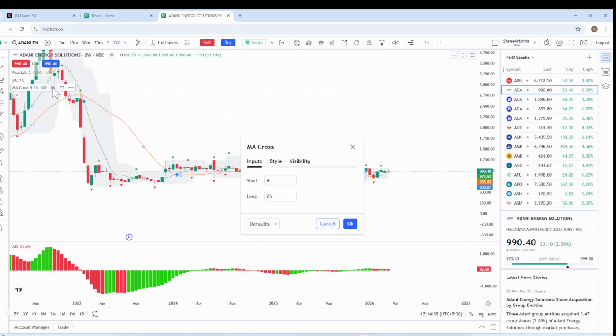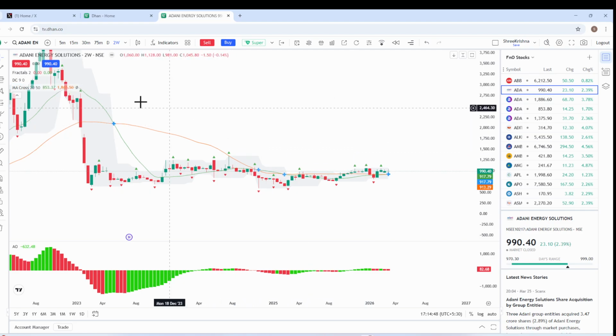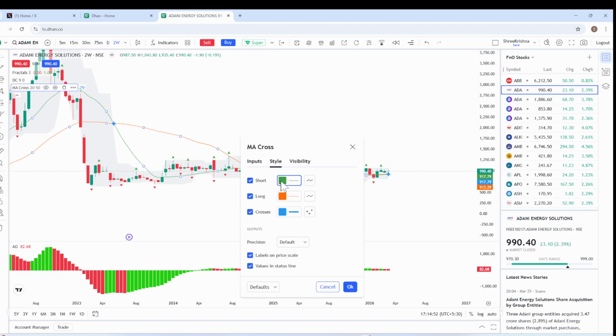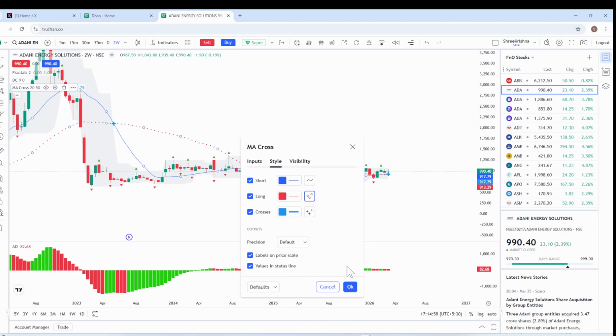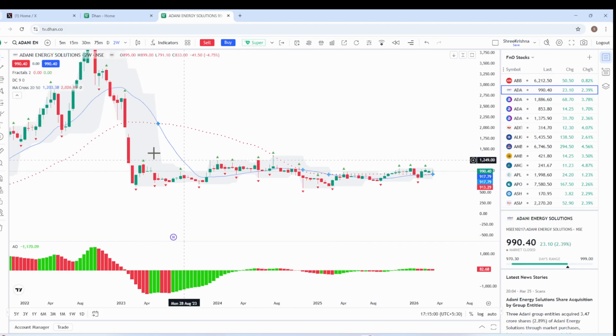So I'm going to use 20 by 50, that's okay. And what we do is we put a 20 in blue, and 50 we will put in red. Two moving averages, one is 50 weeks, one is 20 weeks.